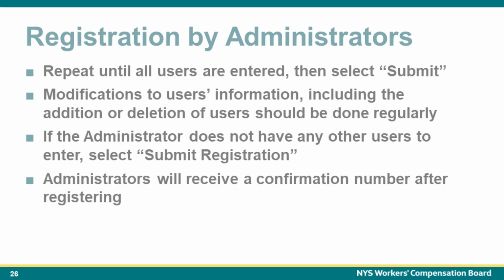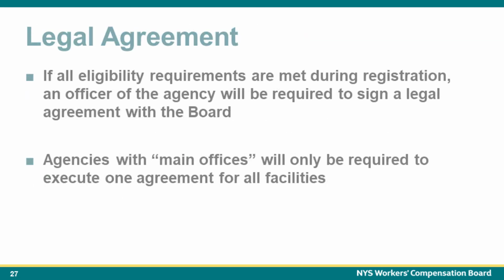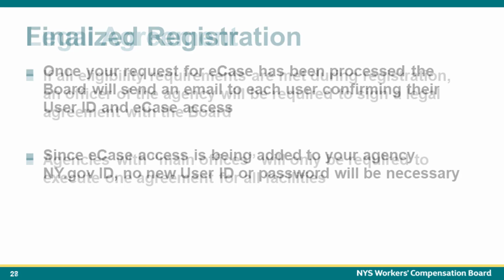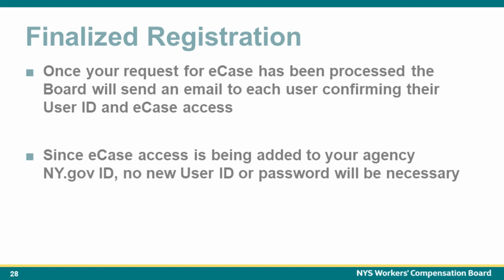Administrators will receive a confirmation number after registering. If any additional information is required, a board employee will contact you. A draft Memorandum of Understanding agreement regarding the appropriate use of eCase has been sent to most of your agencies. If all eligibility requirements are met during registration, an officer of the agency will be required to sign a legal agreement with the board. Agencies with main offices will only be required to execute one agreement for all facilities. Once your request for eCase has been processed, the board will send an email to each user confirming their user ID and eCase access.